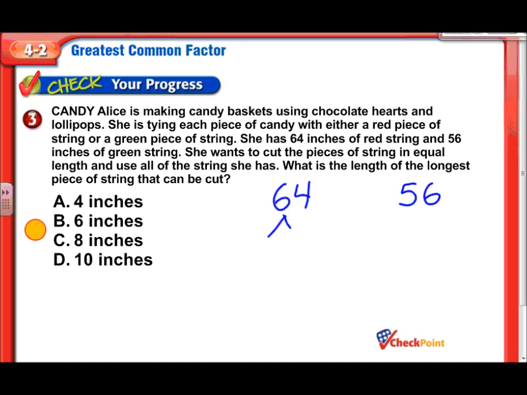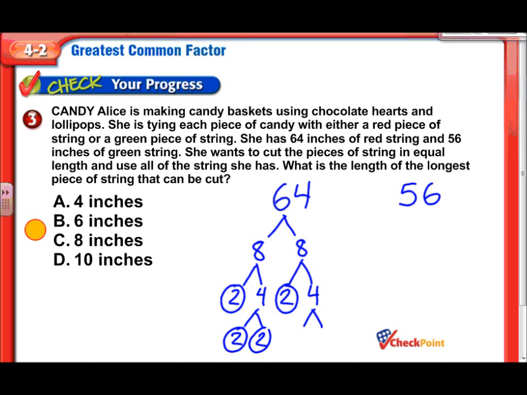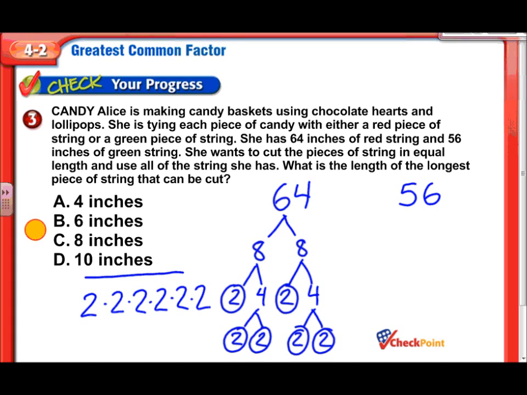So let's find that GCF. 64 would be 8 times 8. And then 8 is 2 times 4. 2's are prime, but the 4's would be 2 times 2, and one more 2 times 2. So 64 ends up being 2 to the 6th power: 1, 2, 3, 4, 5, 6. There's my prime factorization for 64.